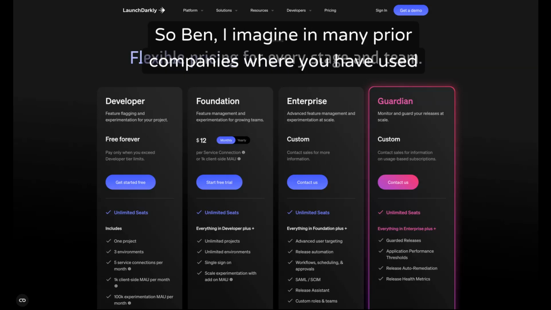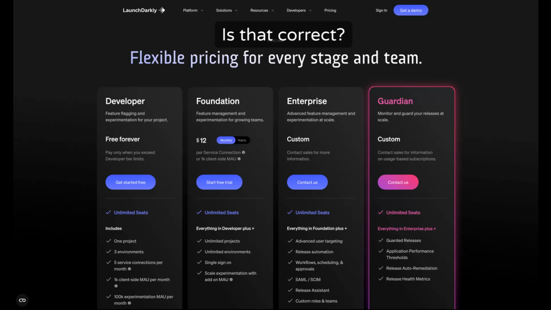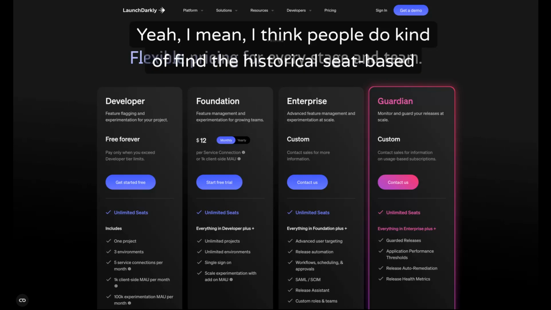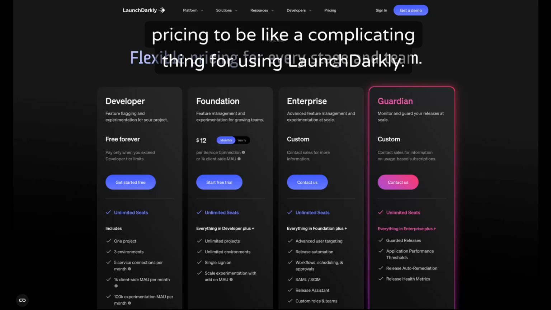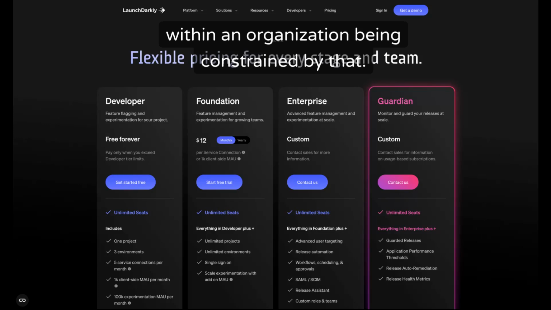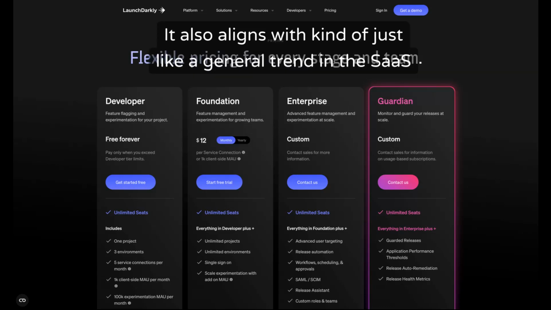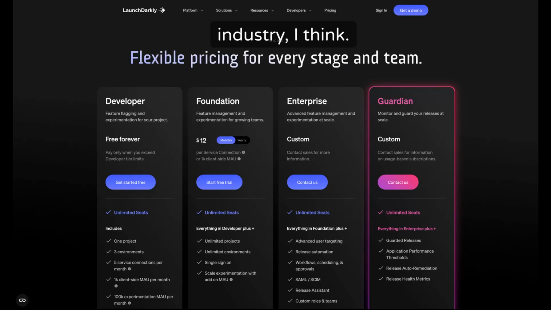So Ben, I imagine in many prior companies where you have used LaunchDarkly, you were paying for developer seats. Is that correct? Yeah, I think people do find the historical seat-based pricing to be a complicating thing for using LaunchDarkly. And I've definitely had the experience of LaunchDarkly adoption within an organization being constrained by that. And if they're moving away from that, that does make sense to me. It also aligns with a general trend in the SaaS industry, I think.